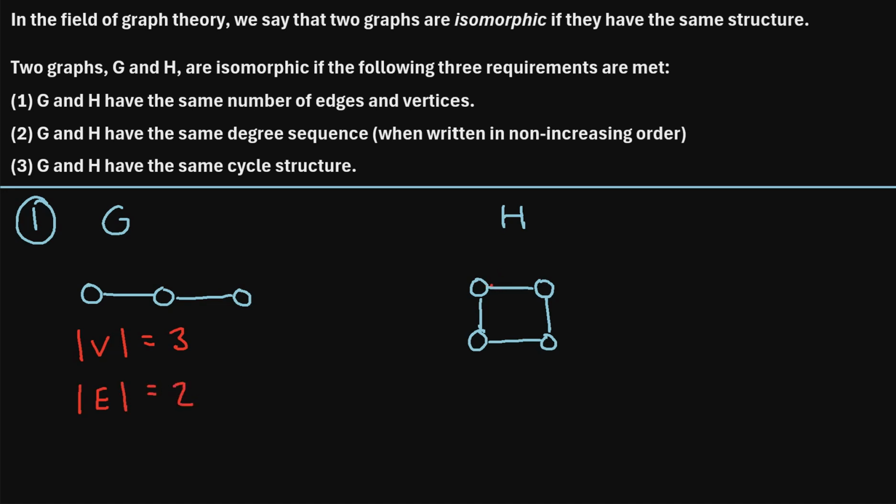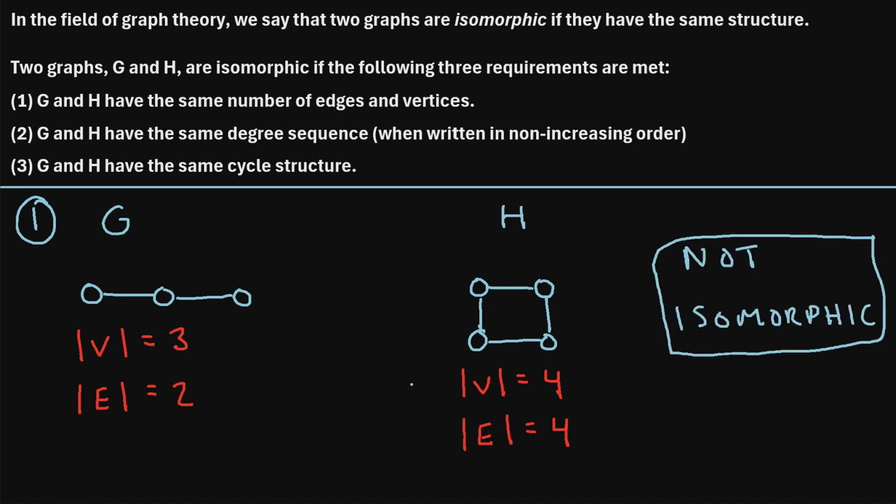And for graph H, we can see that there are 1, 2, 3, 4 vertices, and there are 1, 2, 3, 4 edges. So right away, we can see that graph G and H do not have the same number of vertices, and they don't have the same number of edges. So we don't even need to check the other 2 requirements. We already know that these 2 graphs are not isomorphic. So that was a very simple example to start with, but that just shows that that's what you should check first. Check if 2 graphs have the same number of edges and vertices, because if they don't, then right away you know that they are not isomorphic.